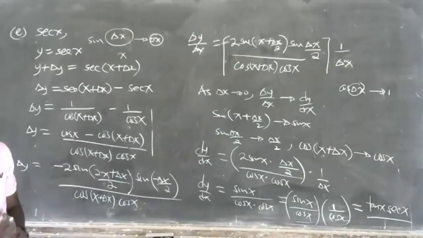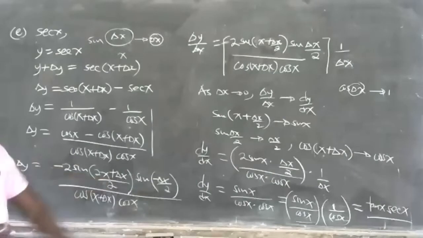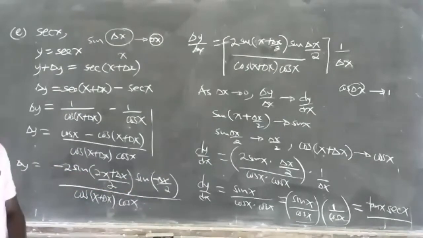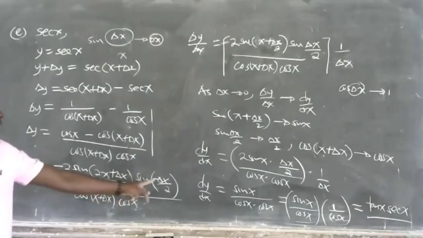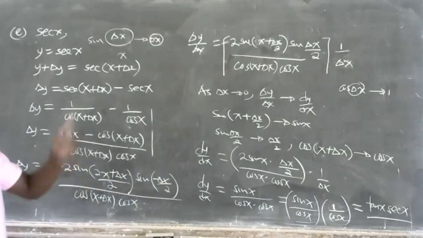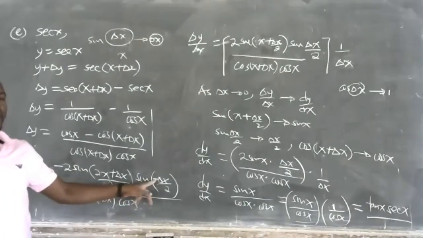Excuse me, teacher. Yes. Where did the negative go on dy dx? The negative, where did the negative go? After applying the factor formula here, after subtracting, there's a negative here and a negative here. A negative and a negative make a positive. There's a negative here on the change in x.